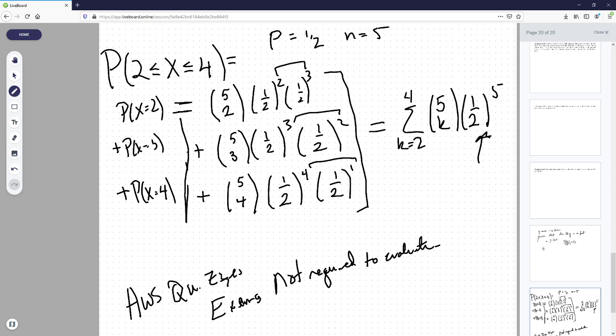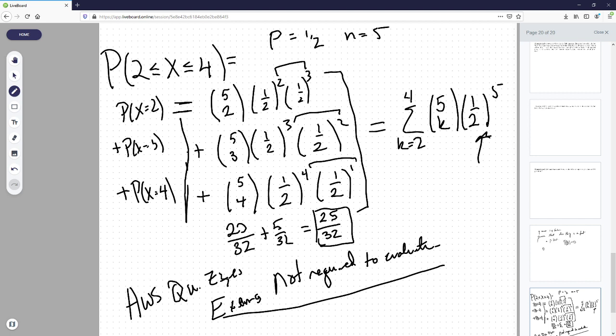For instance, you know that 5 choose 2 is the same thing as 5 choose 3. They're both 10 out of 32, so we get 20 out of 32 plus 5 out of 32, which is 5 choose 4, divided by the 32 business, which is 25 over 32 total. So that's the actual number. But as I say, you are not generally required to evaluate these, especially if the formula is at all complicated or requires a large amount of calculations. This one's generally doable.